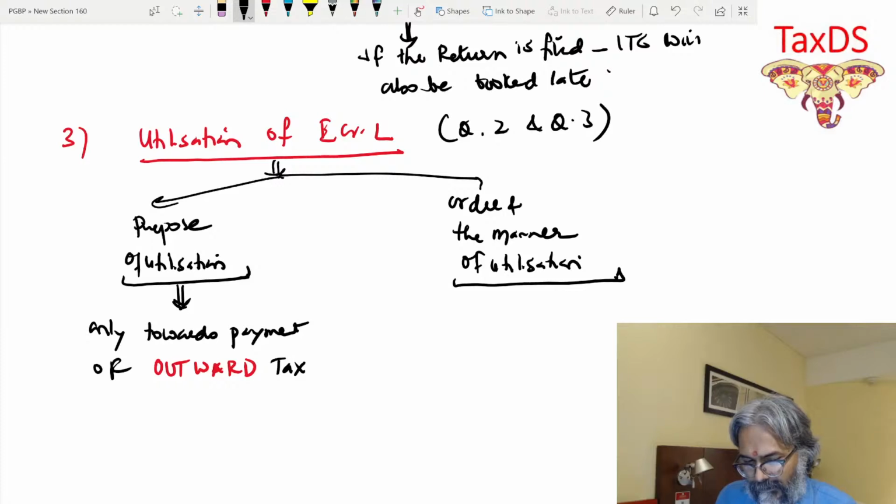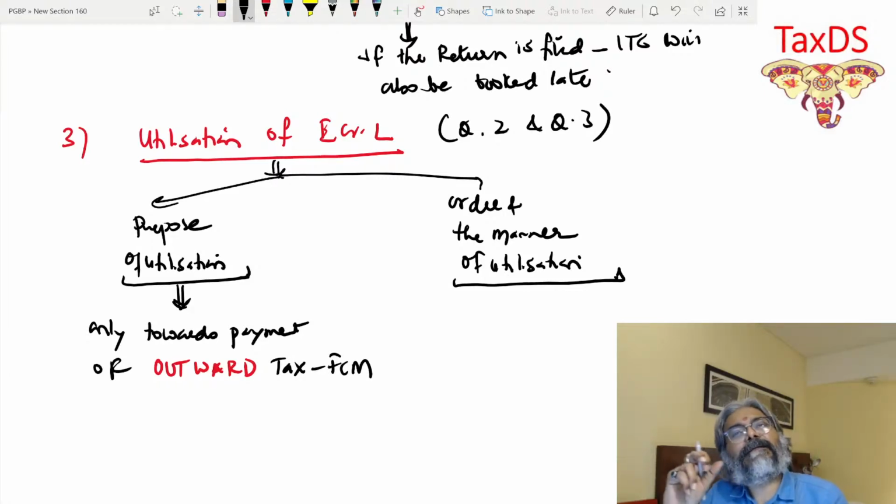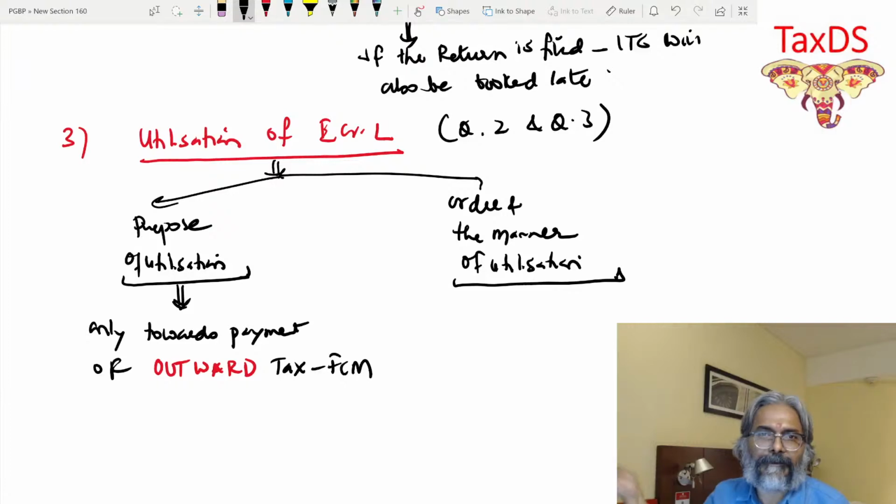So obviously, students, that is the forward charge mechanism. Tell me one thing then: are you allowed to take the credit, or are you allowed to utilize the credit, for the payment of the liability which is as per the RCM? And the answer is no.